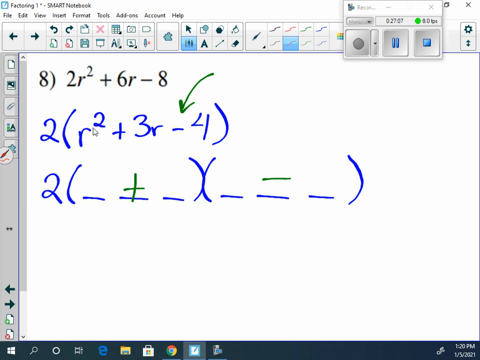Now we need to find the factors of the first and third term. Well, the factors of r squared are going to be what? R and r. The only two things that multiply together to give me r squared are going to be r and r. Now we need to find the factors of 4. Well, the factors of 4 are 1 and 4 and 2 and 2. So looking at these here, which one do we want to try? 1 and 4 or 2 and 2? 2 and 2.